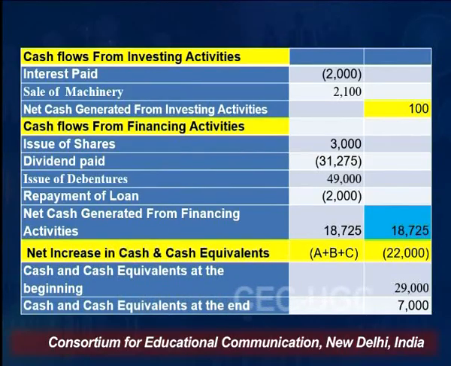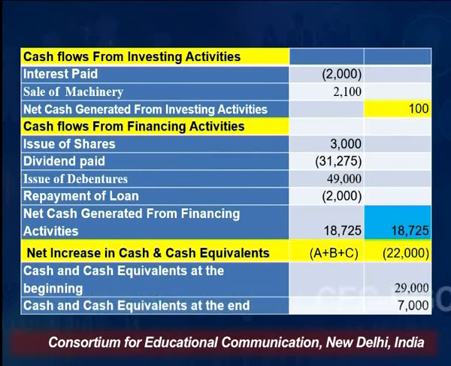Now we shall move on to the next activity, cash flow from investing activities. Under this activity we have only two items. One is the payment of interest, which is regarded as cash outflow. Another is sale of machinery, which is basically your inflow item. So 2,100 you have received and 2,000 you have paid. So there is a net cash generation of rupees 100 only under the head of investing activity, right? So under cash flow from investing activity, we have cash generation of 100,000, because all the values are in thousand.